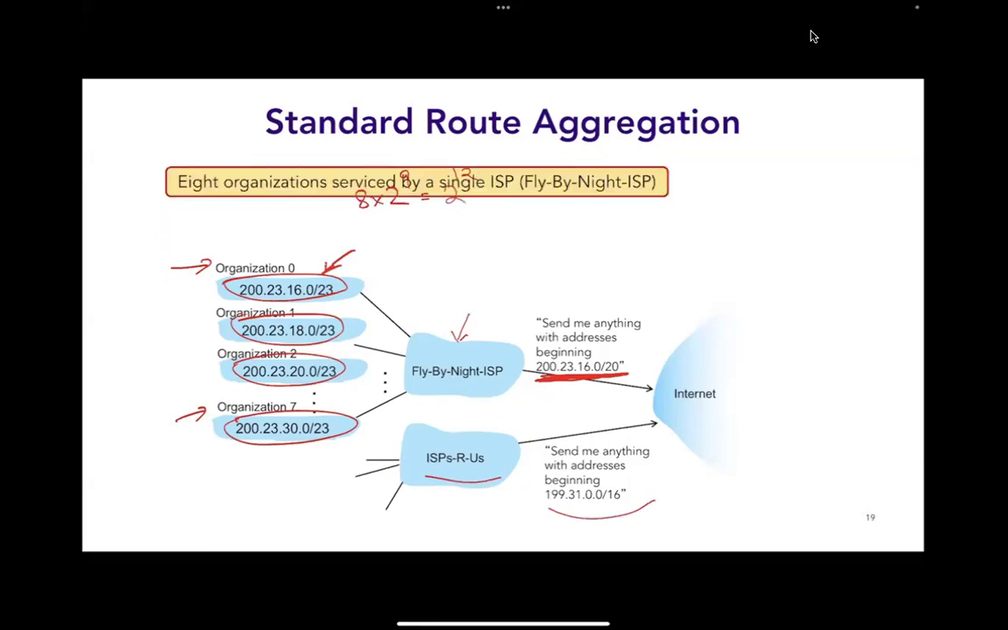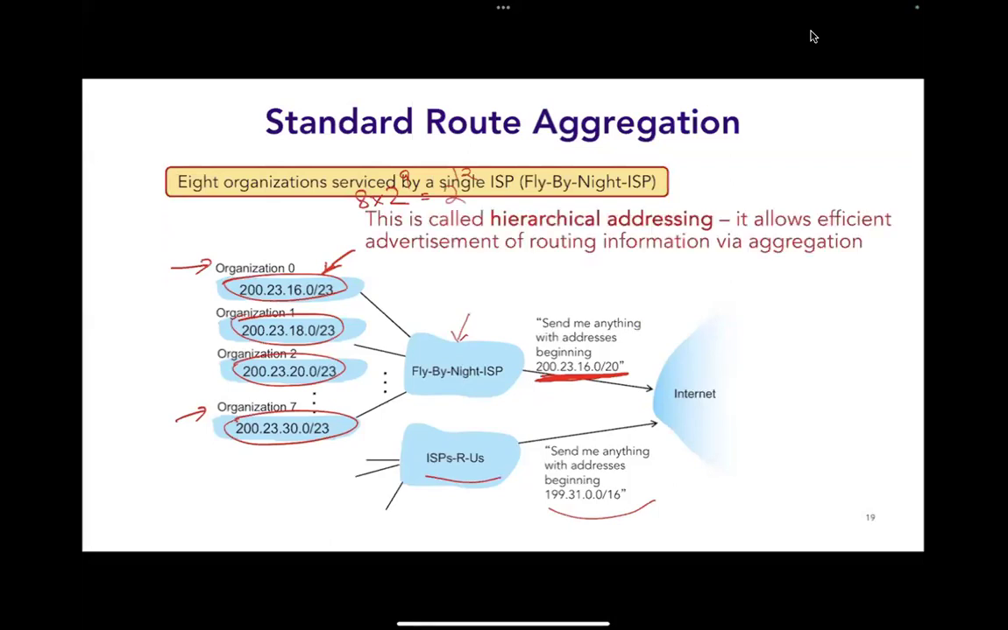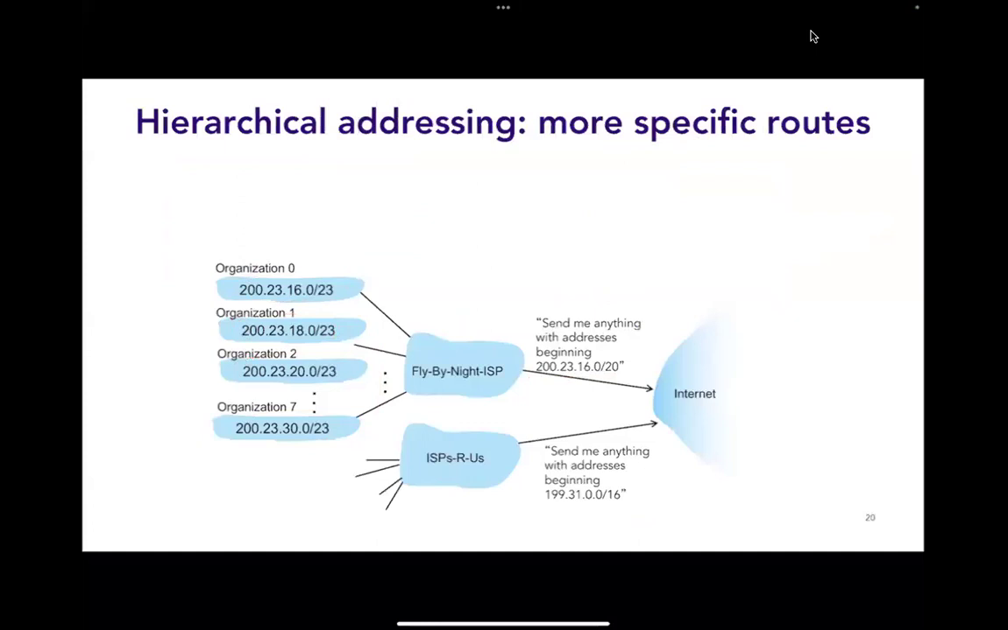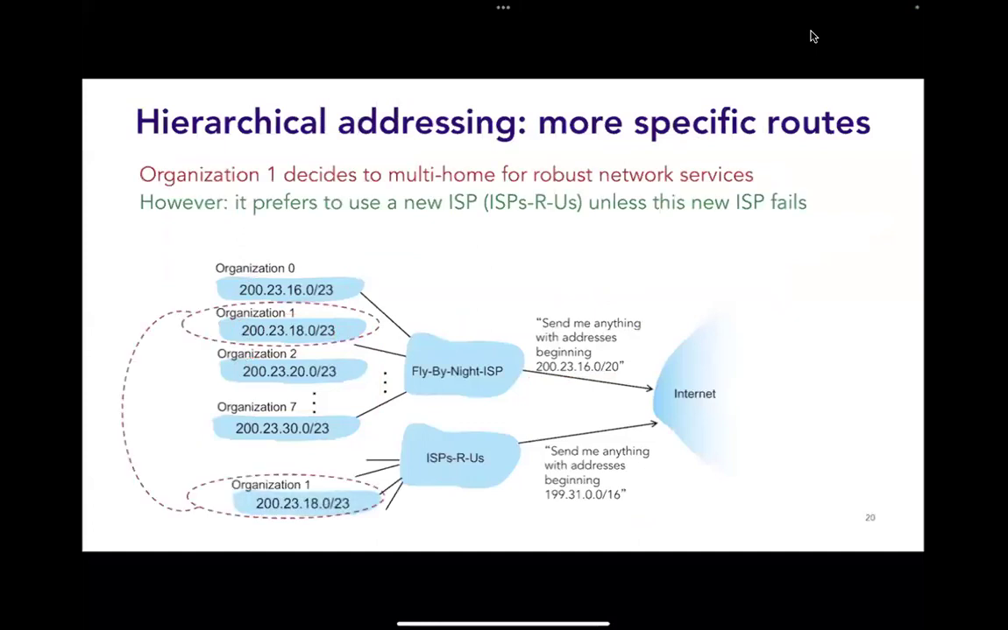Okay, now eight organizations are serviced by this one single ISP, and this is called hierarchical addressing, where these addresses are nicely aggregated into a single prefix. That may not always be the case, but in this particular example, it is the case. Okay? Now, let's assume that this organization 1 also wants to get service because it wants reliability. Sometimes it happens that a fly-by-night ISP fails.